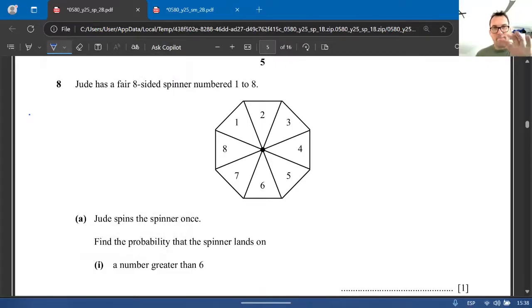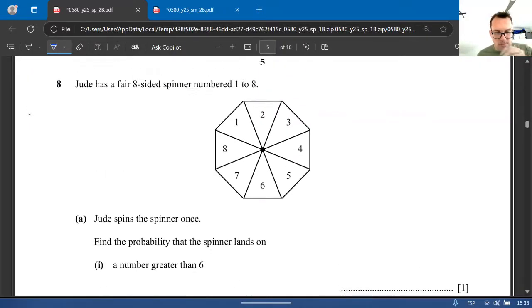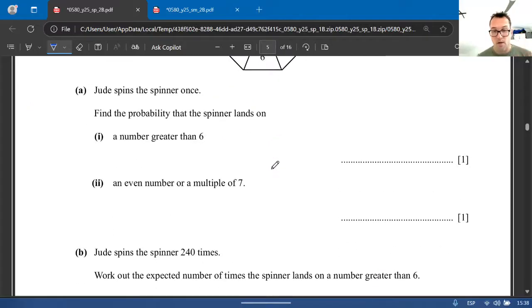Right, there's the spinner. It goes around. It's got the numbers 1 to 8. Pretty straightforward. Then it says, find the probability the spinner lands on a number greater than 6. Not 6, greater. This means only 7 and 8, which is 2 numbers.